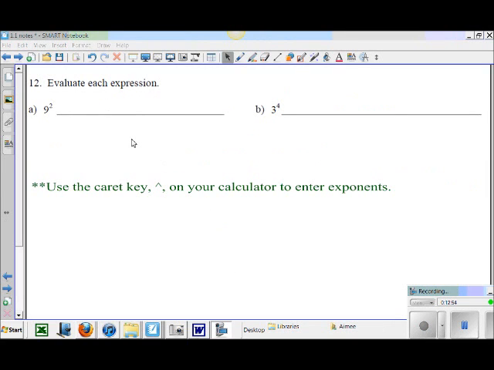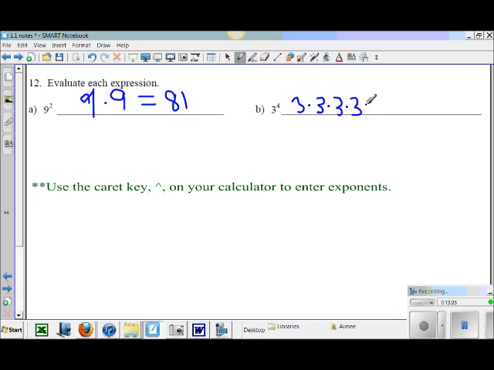Then for your next set of directions here, you're going to evaluate each expression. Now remember, this 9 to the second power does not mean 9 times 2. Do not tell me that that is 18. That means 9 times 9. And 9 times 9 is 81. For example B here, we have 3 to the 4th, which is 3 times 3 times 3 times 3. And we know that 3 times 3 is 9, 3 times 3 is 9, 9 times 9 is 81. Just so happens those two have the same value.